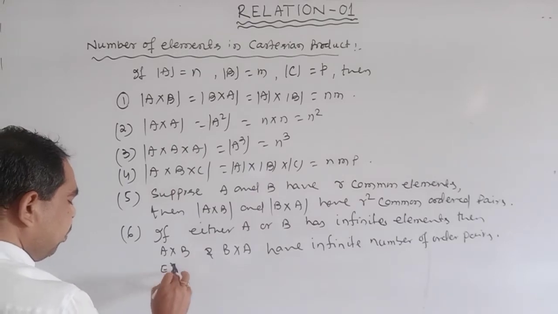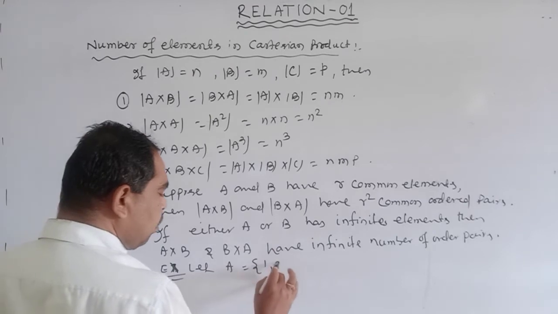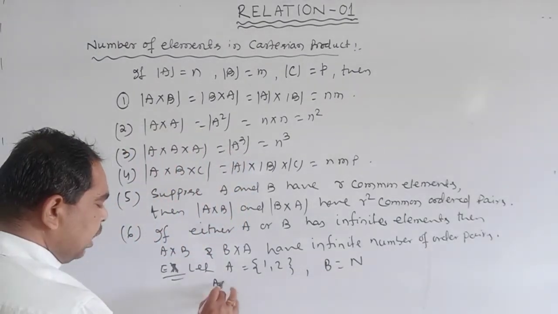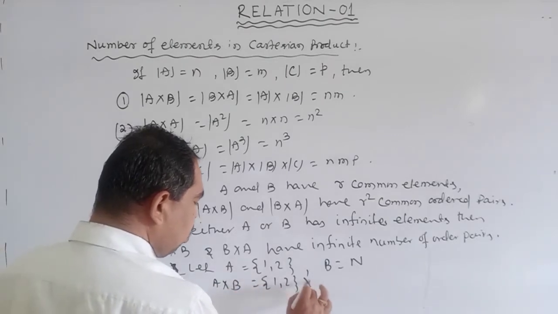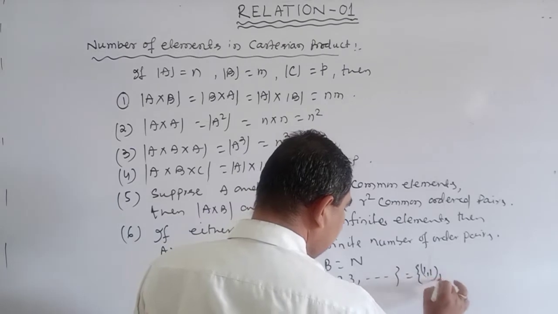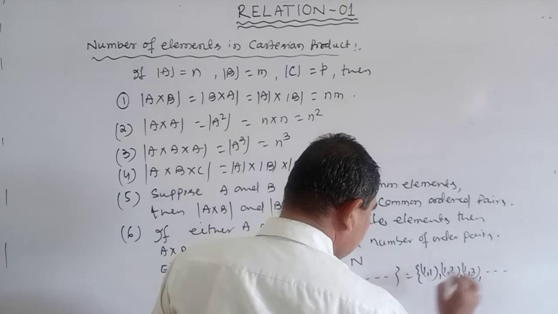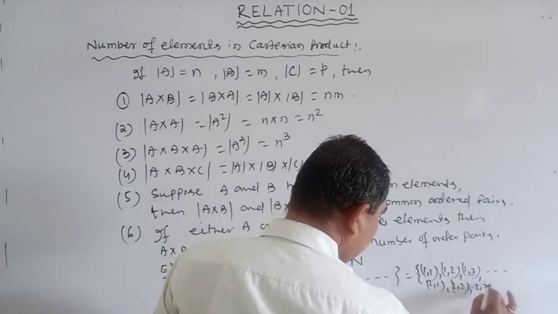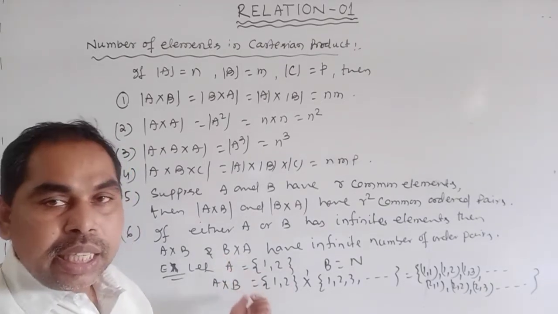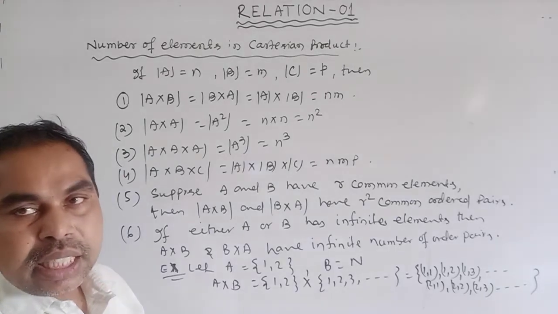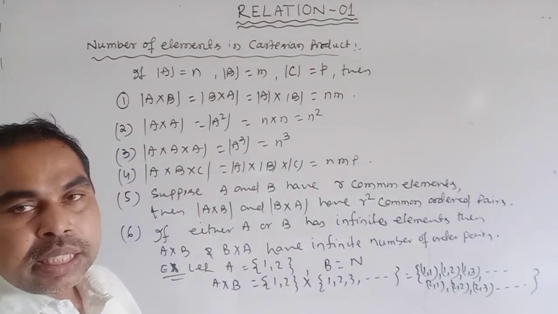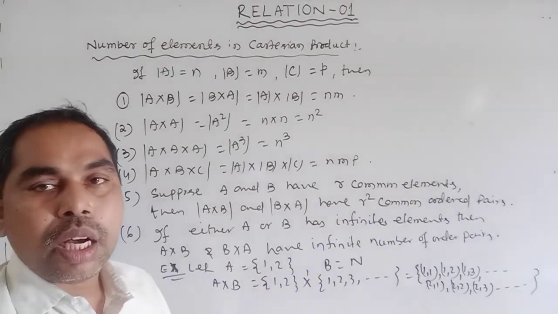Example: let A is equal to {1, 2}, B is equal to the set of natural numbers N. So A into B means {1, 2} into {1, 2, 3, ...}, which is equal to (1,1), (1,2), (1,3), ..., (2,1), (2,2), (2,3), ... So if at least one of A or B is an infinite set, meaning the number of elements is infinite, not countable, then A into B contains an infinite number of ordered pairs.